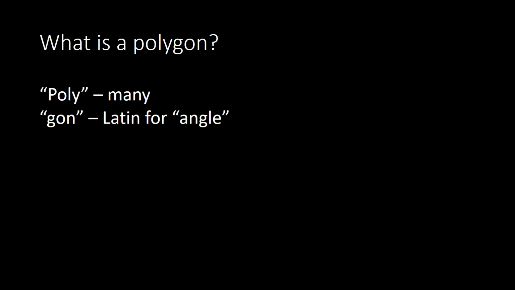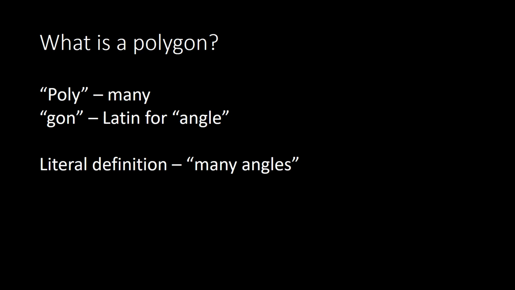So the first word is the word polygon. What is a polygon? Well, you see the word polygon is made up of two parts. You have poly, and then you have gon. The prefix poly means many, and then gon is Latin for angle. So polygon literally means many angles. Now this might not be too helpful for us still, so let's now describe polygons. What does it mean by many angles?